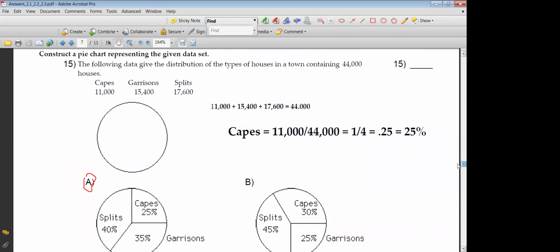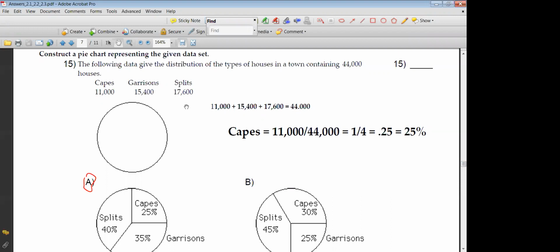All right, pie charts. Once again, to come up with a percentage and a decimal, you still need to know the total. Well, luckily enough, he told me the total was 44,000. All right, that was a sum of the capes, the garrisons added with the split level homes.